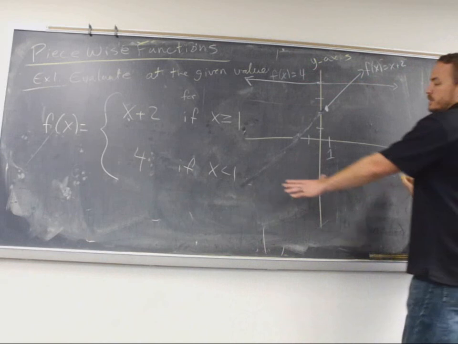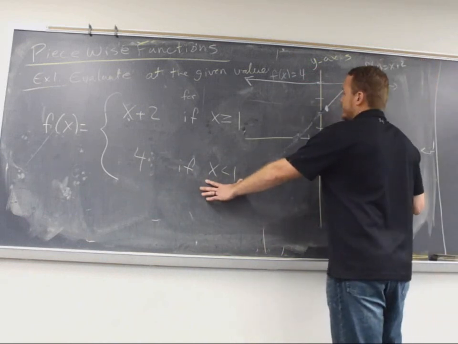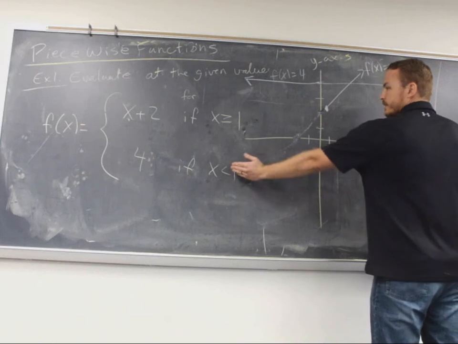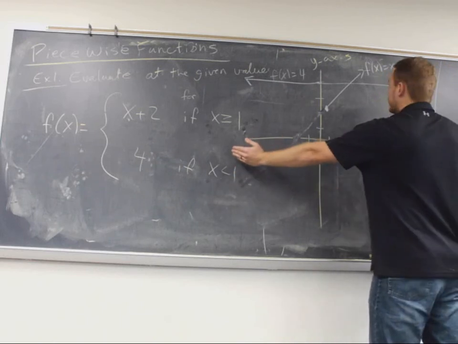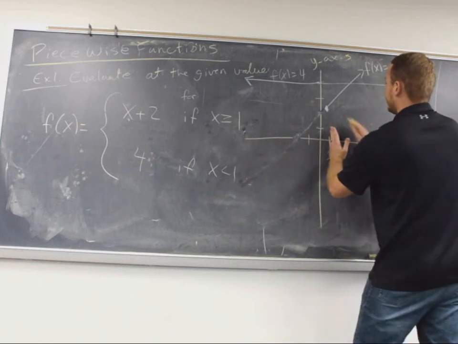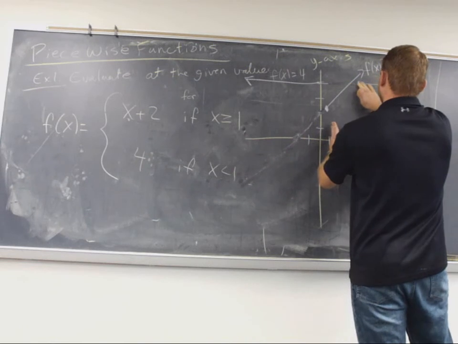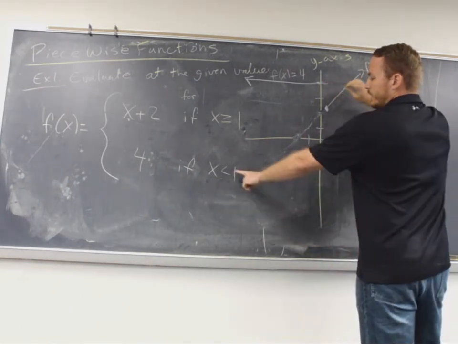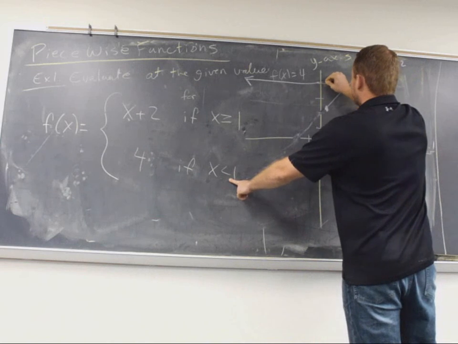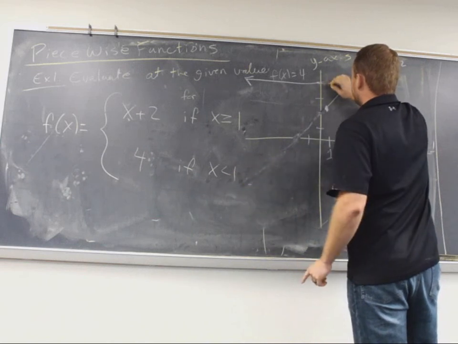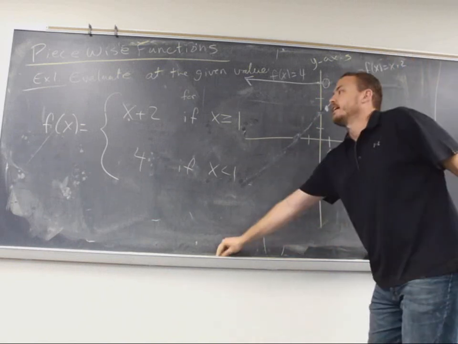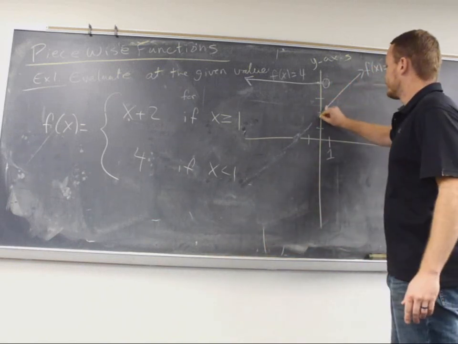Now I want to limit it to x less than 1. So here's my 1, and I want all the x's less than that. So I'm going in this direction. I don't care about anything in this direction for f of x equals 4. And since it's a less than, I put an open circle right there. And that now is my graph of this piecewise function.